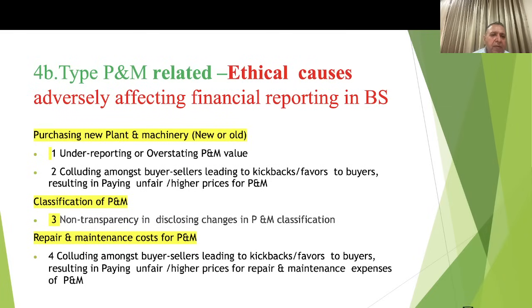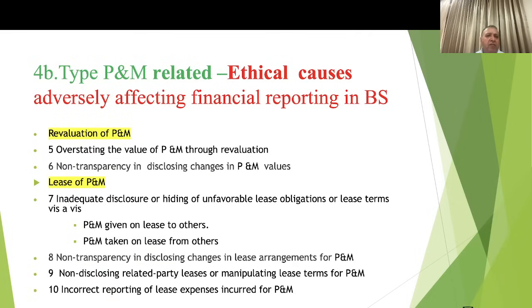Ethical causes. Purchase-related ethical causes, whether old or new: under-reporting or overstating the P&M value, colluding amongst the buyers and sellers, leading to kickbacks and favors to buyers and resulting in paying unfair higher prices for the plant and machinery. Classification of the plant and machinery, non-transparency in disclosing the changes, and repair and maintenance cost: colluding amongst buyer and seller, leading to kickbacks and favors to the buyers, leading to paying unfair and higher prices for the repair and maintenance expenses.